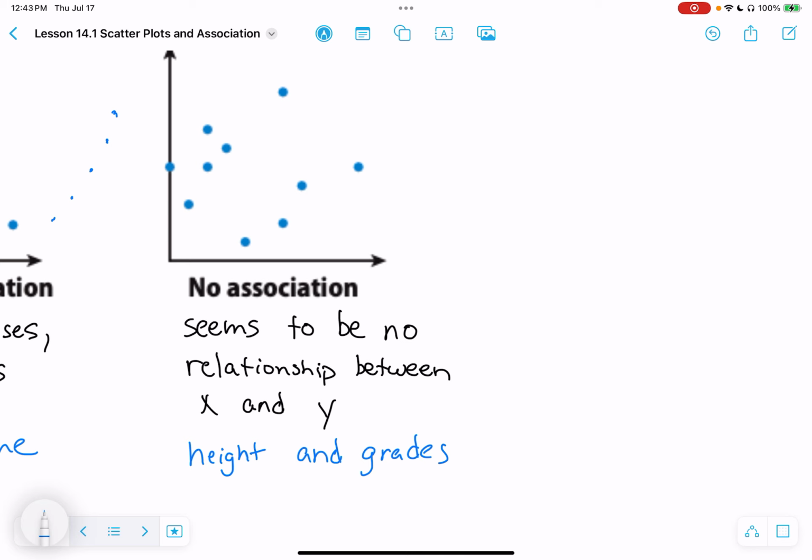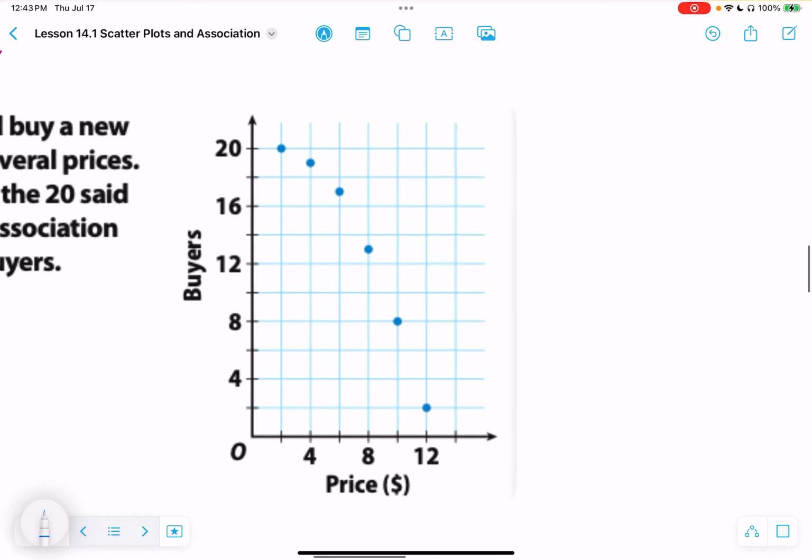We could also do height and free time. How tall you are generally has no effect on your free time, although we wouldn't say that this is probably a no association because as you age, you tend to get taller. So maybe that would have a weak association rather than no association. Anyway, back to our problem here.